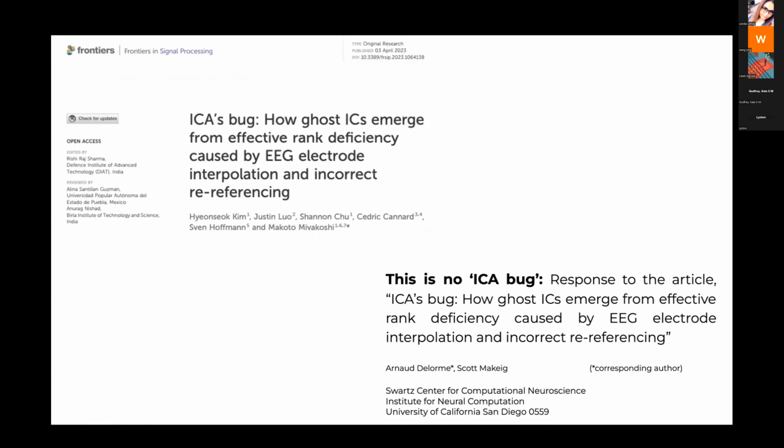This was a paper, ICA bug. There's no ICA bug. We replied to that paper. This is not controversial. ICA is still controversial after 20 years.